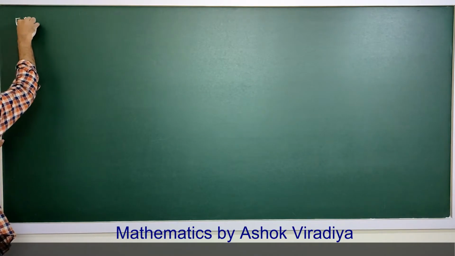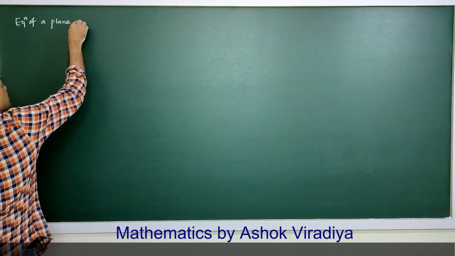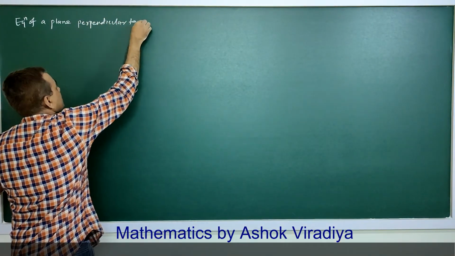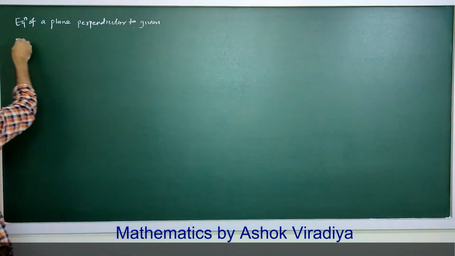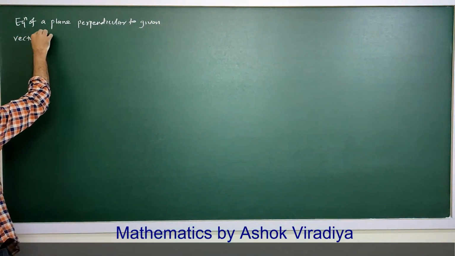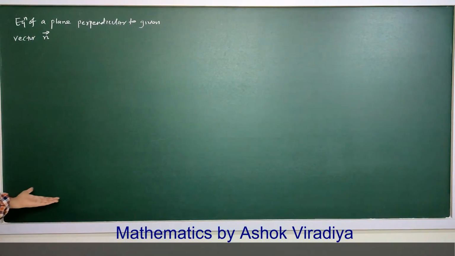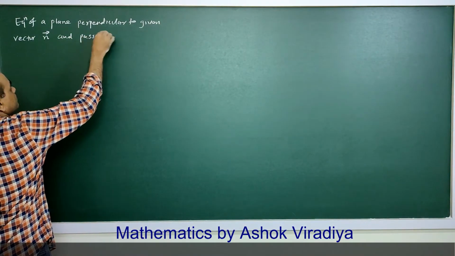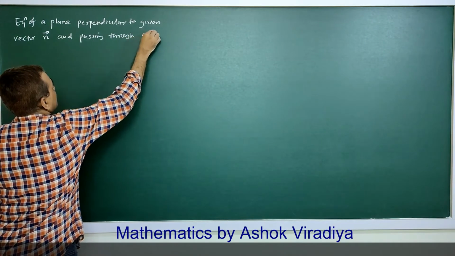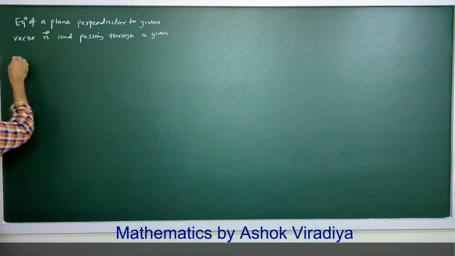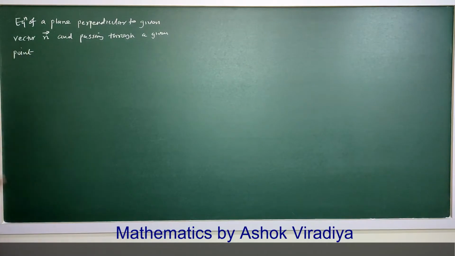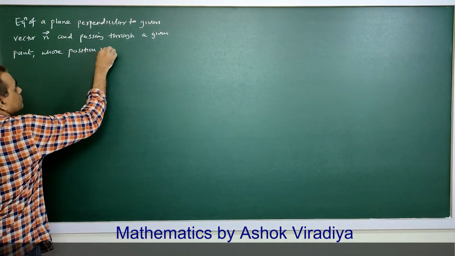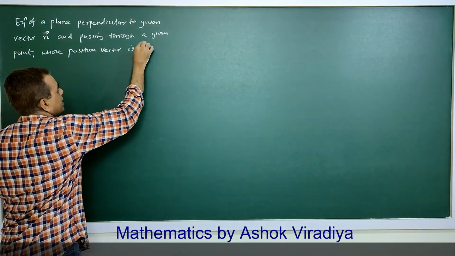equation of a plane perpendicular to a given vector. Let me say vector n. We can say it is normal, and passing through a given point whose position vector is vector A.